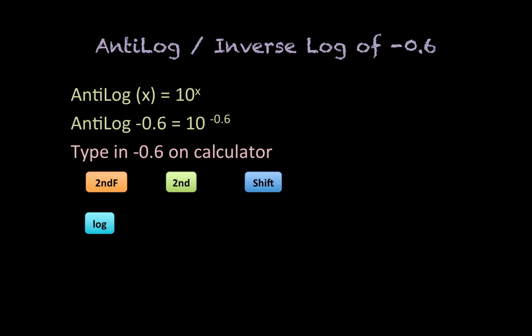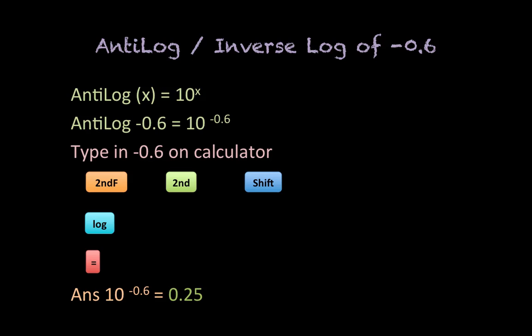By pressing the second function button and then pressing the log button, what you are really doing is activating the 10 to the power x function. And once you press the equal sign, hopefully you should get this answer, 0.25. So the antilog of minus 0.6 is 0.25. So hopefully you got that answer.